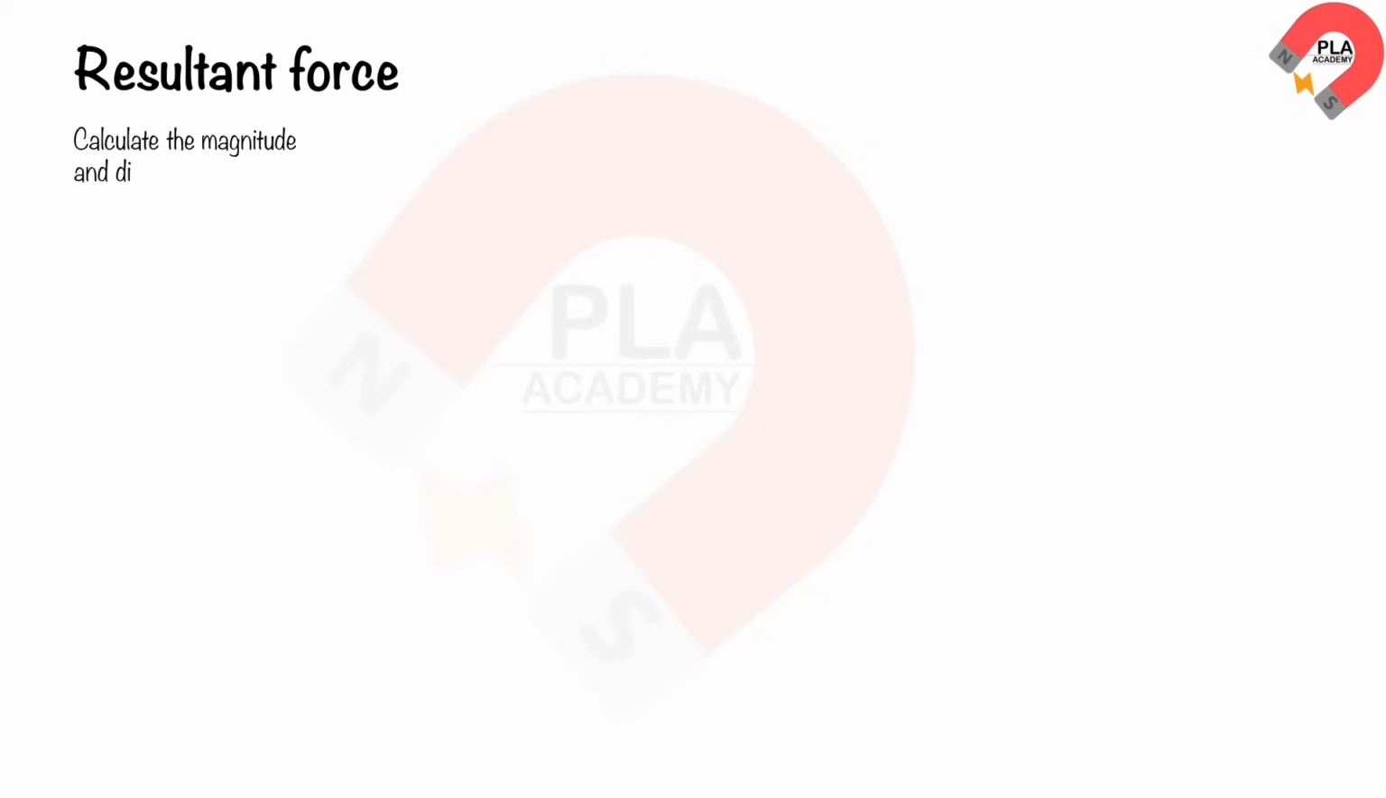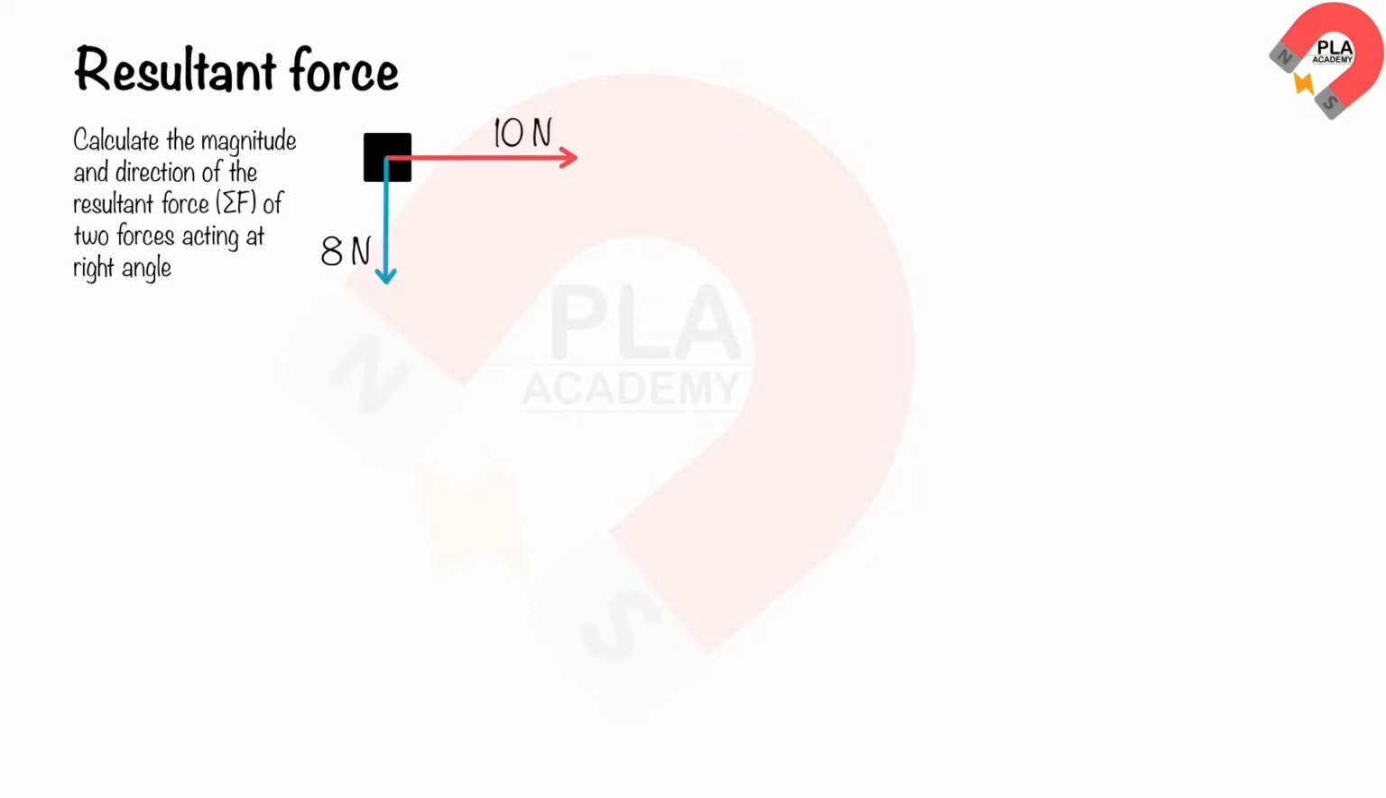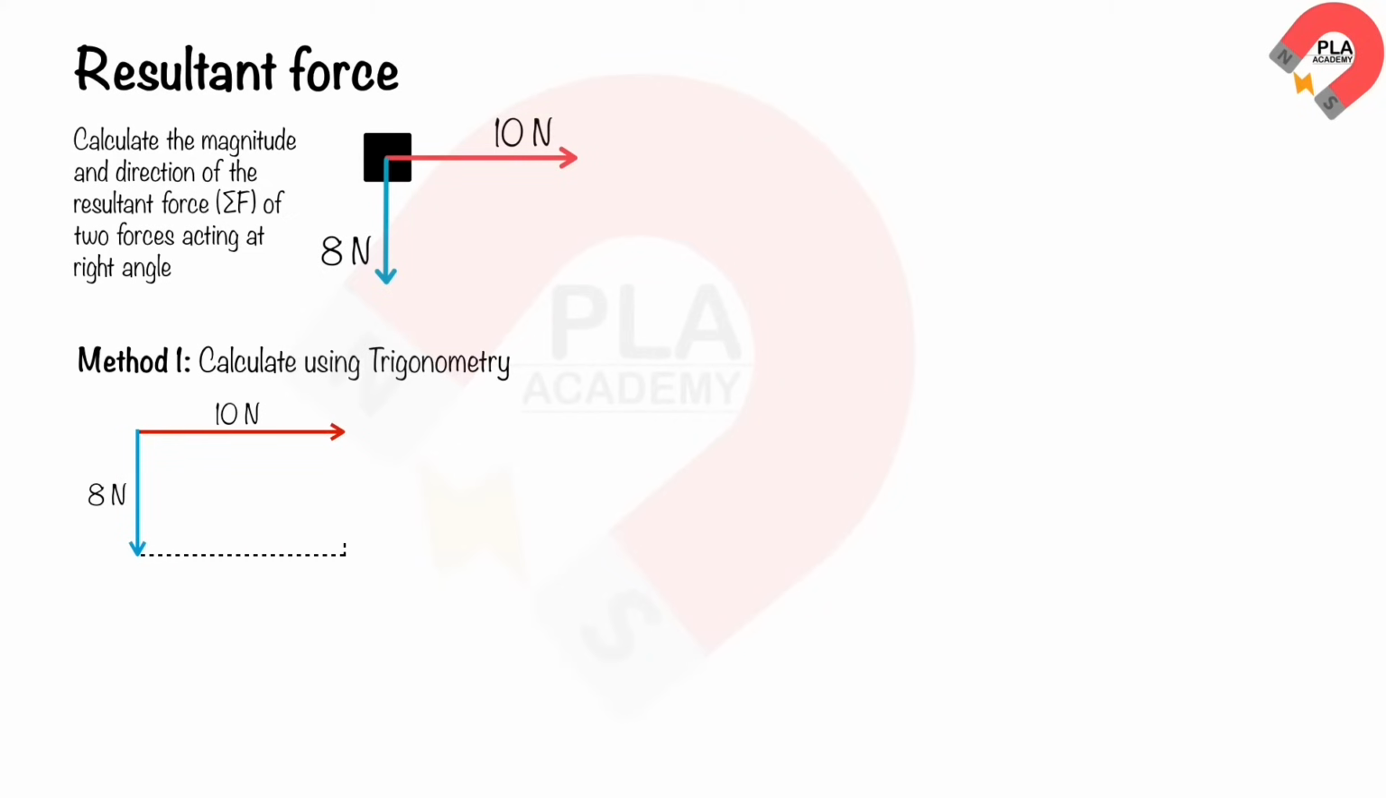Calculate the magnitude and direction of the resultant force of two forces acting at right angles as shown. First method: calculate using trigonometry. Join the tails of the 10 newton and 8 newton forces at a right angle. Draw a parallelogram with 10 newtons and 8 newtons as sides, which forms a rectangle. The resultant force is the diagonal of the parallelogram.